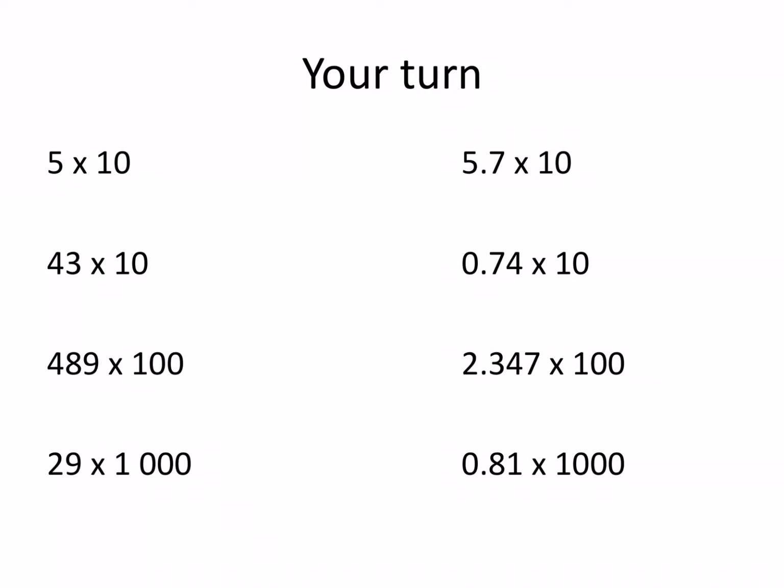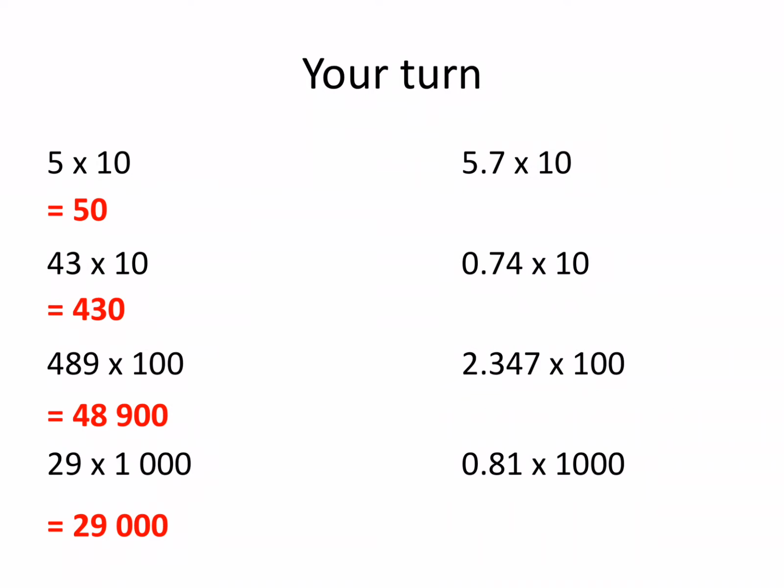Okay, here are the answers. So 5 times 10 is 50. 43 times 10 is 430. 489 times 100 will give me 48,900. 29 times 1000 is 29,000.